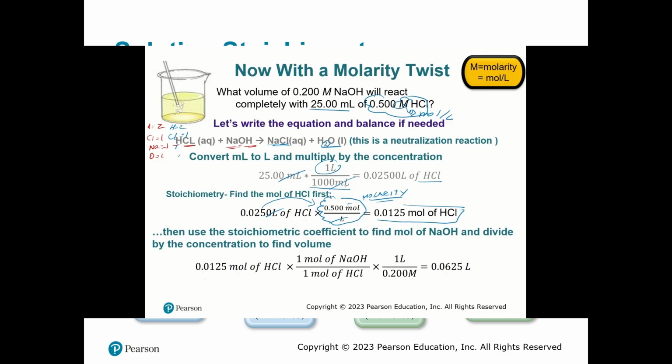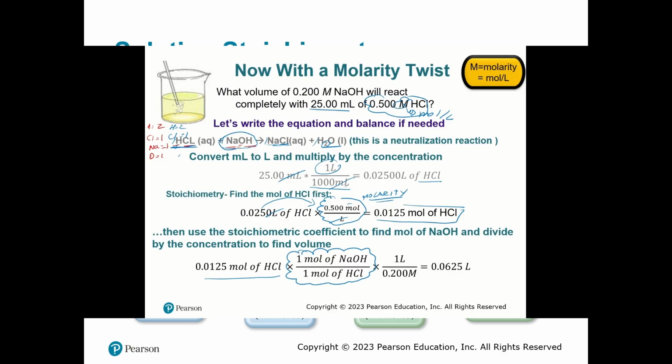I have the moles of hydrochloric acid, and this is the equation ratio. The stoichiometric coefficients are 1, 1, 1, and 1. I know that 1 mole of hydrochloric acid requires 1 mole of sodium hydroxide, so it's 1 per 1. So actually I need the same quantity of sodium hydroxide to react with the hydrochloric acid.